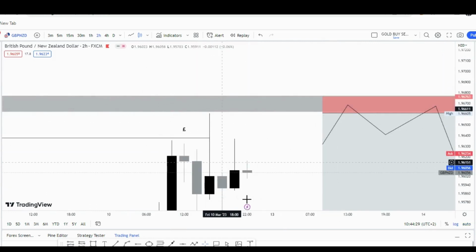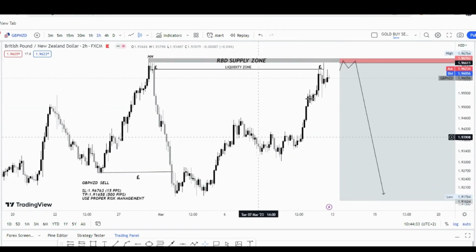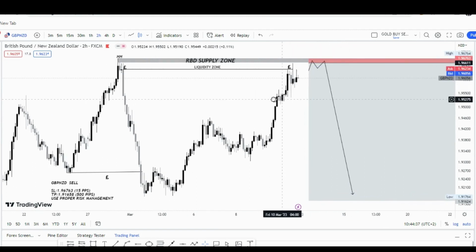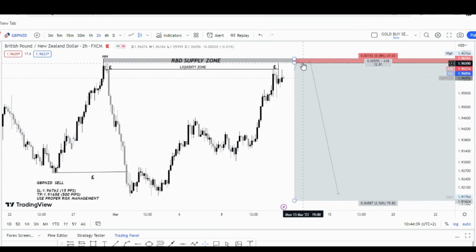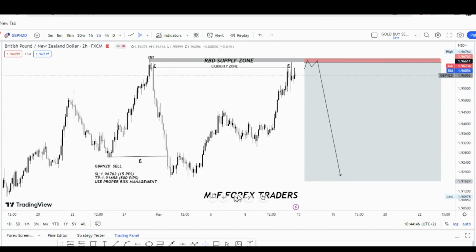So that's my anticipation. Okay, so I'm waiting for price to pull back into this level here. Then once the market comes to my level, I'll wait for my entry signals, then I'll be able to execute this trade. If the market doesn't do that, then I won't get involved.